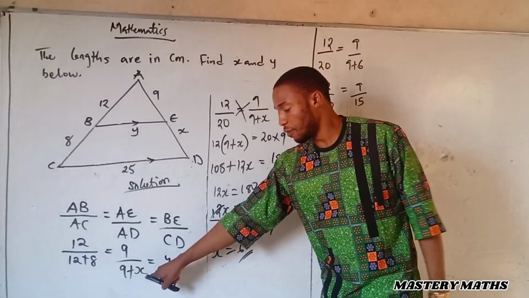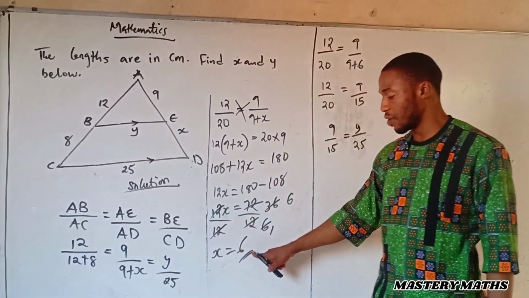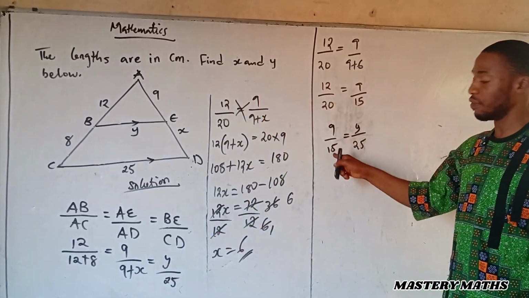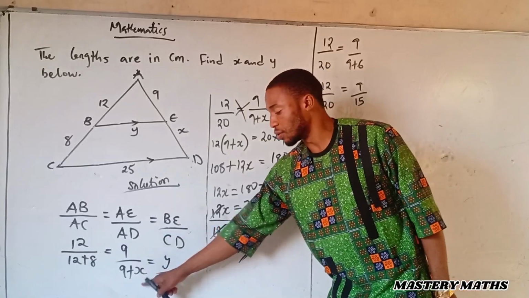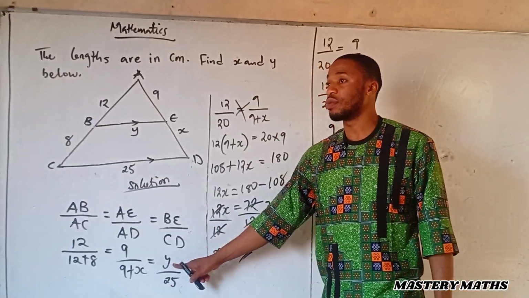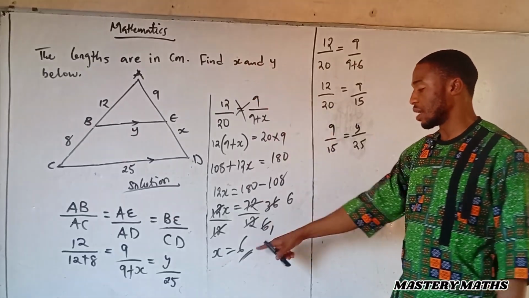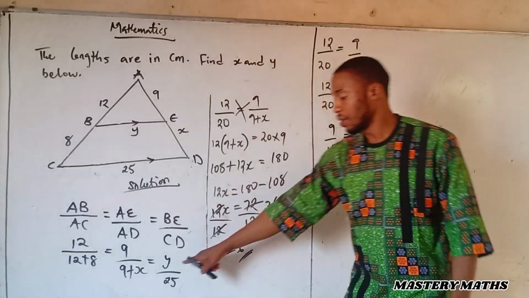Remember, we solved for x and x gave us 6. You add 9 plus 6, which is 15. That was how we got this 15 here. So we want to use this now to look for our y, because the question says find x and y. We've seen x, which is our 6. Now let's solve for y.